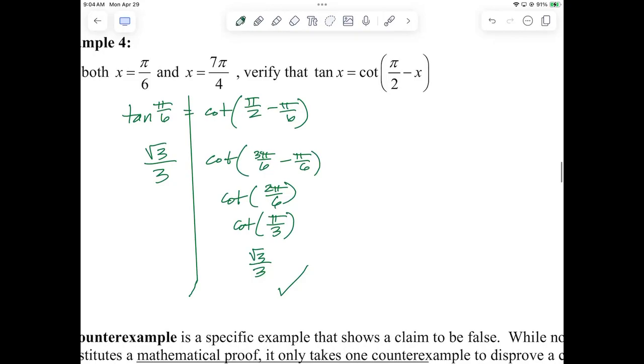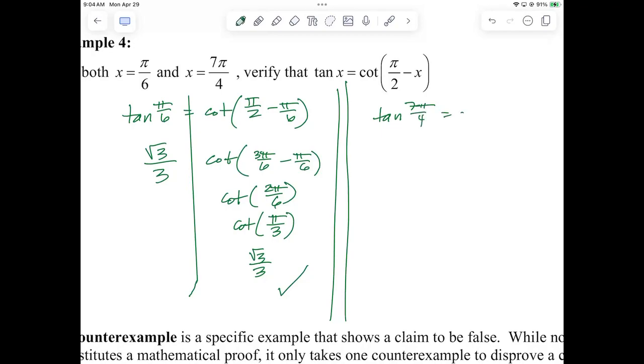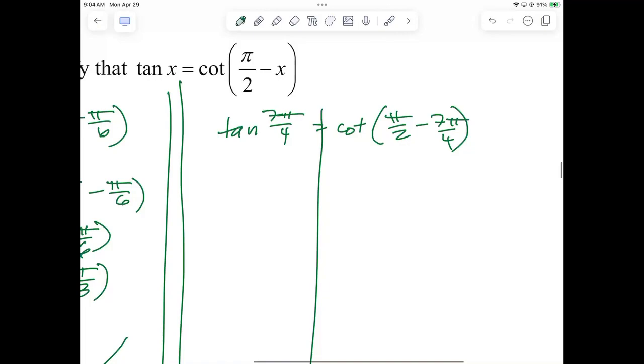Does it work for 7pi/4? I don't know. Let's see. Tangent of 7pi/4 on this side equals cotangent of pi/2 minus 7pi/4. We'll draw a line down the middle. What is tangent of 7pi/4?